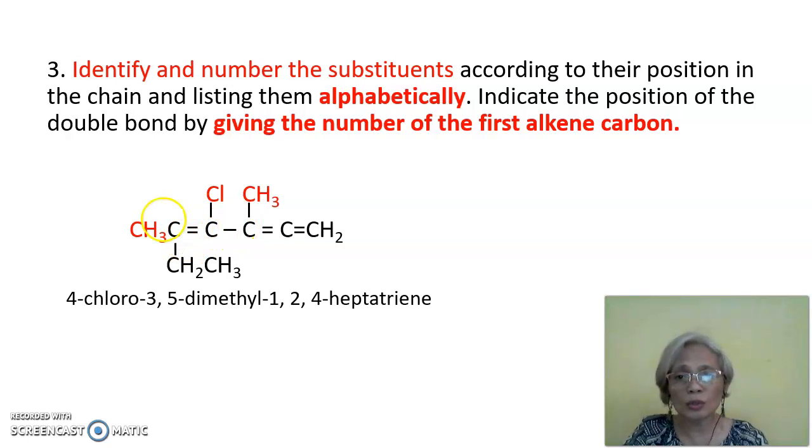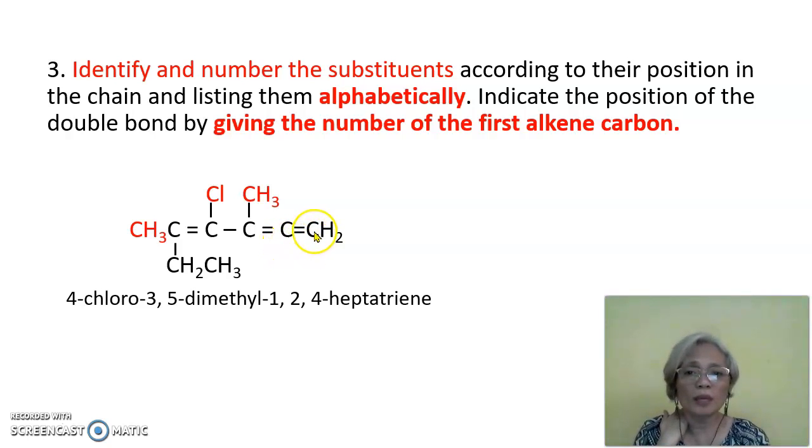Okay? So, notice that the black ink is the longest chain. So, this is the parent chain. So, we have 1, 2, 3, 4, 5, 6, 7. And there are 3 double bonds. So, this is a heptatriene.